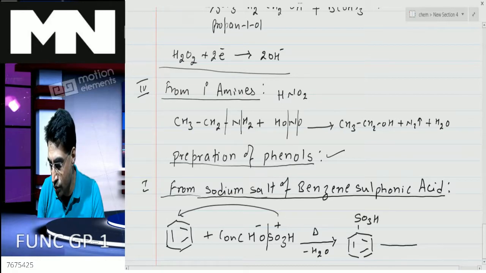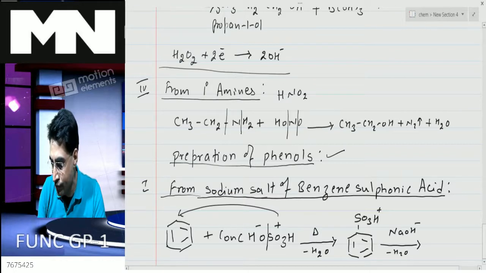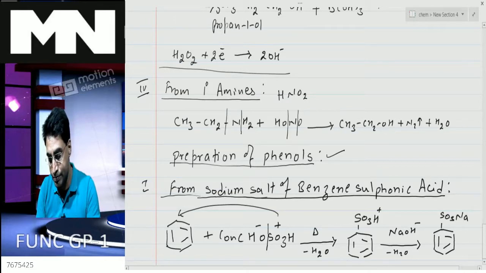This, when reacted with NaOH, will give sodium salt. Because this is benzene sulfonic acid, so like other acids, it has a tendency of donating H positive ion. The H positive ion from this acid will combine with OH negative ion and will come out as H2O. And I will get sodium salt of benzene sulfonic acid. That's a compound like this, that is SO3Na, sodium benzene sulfonate.